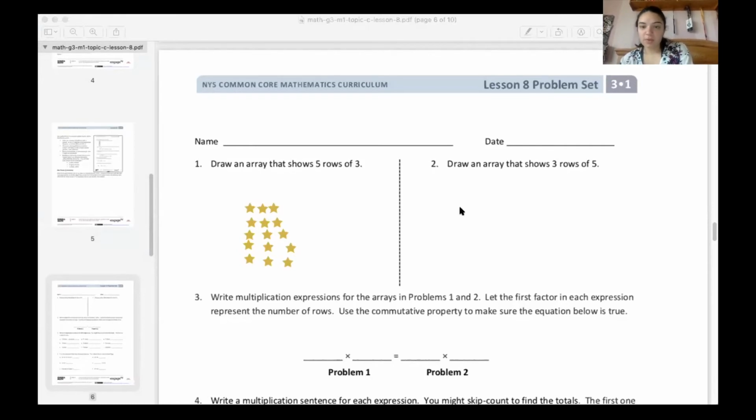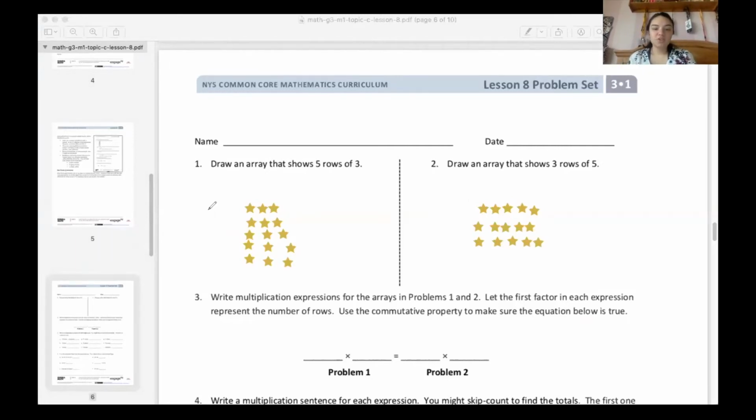Now it says draw an array with 3 rows of 5. So 1, where'd my stamp go? There it is. 3 rows of 5. So 1, 2, 3, 4, 5. 1, 2, 3, 4, 5. 1, 2, 3, 4. All right.